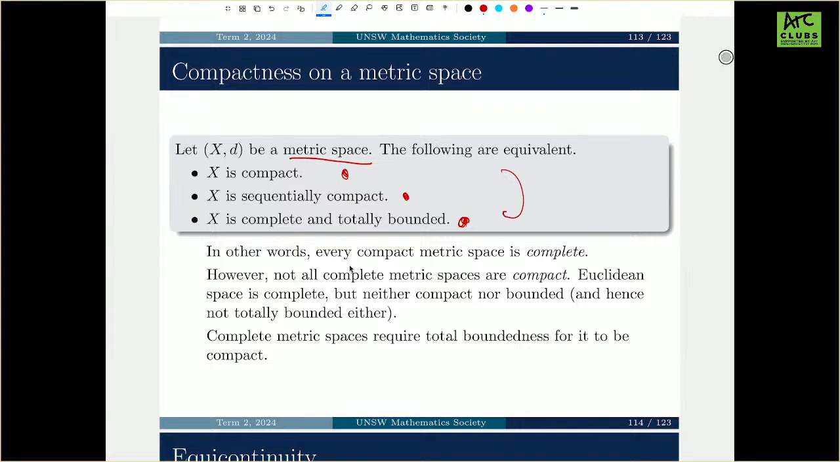Compact metric spaces are complete. But not all complete metric spaces are compact, because if you don't have the totally bounded property, then you fail to be compact. Essentially, for complete metric spaces, totally bounded and compact are equivalent. As an example, Euclidean space R to the n is complete, but neither compact nor bounded. If it's not bounded, it can't be totally bounded. So complete metric spaces require total boundedness for them to be compact.